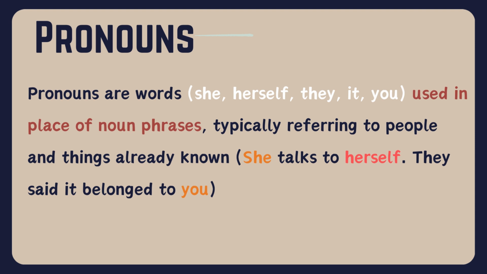She talks to herself. Okay, here she is a personal pronoun and herself is a possessive pronoun. Then there is another sentence. They said it belonged to you. Here they and you both are personal pronouns.